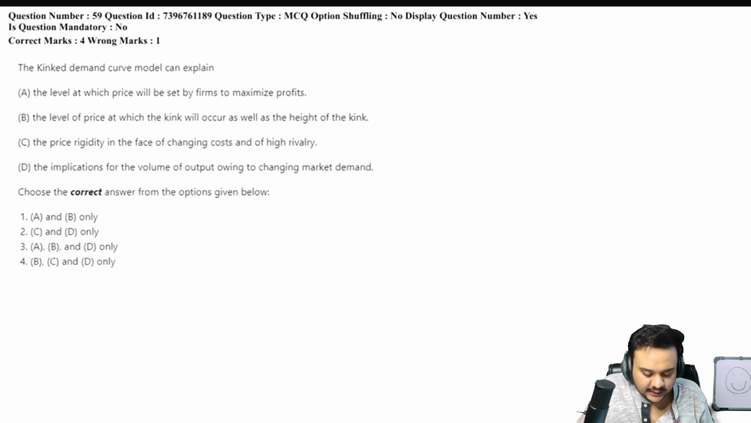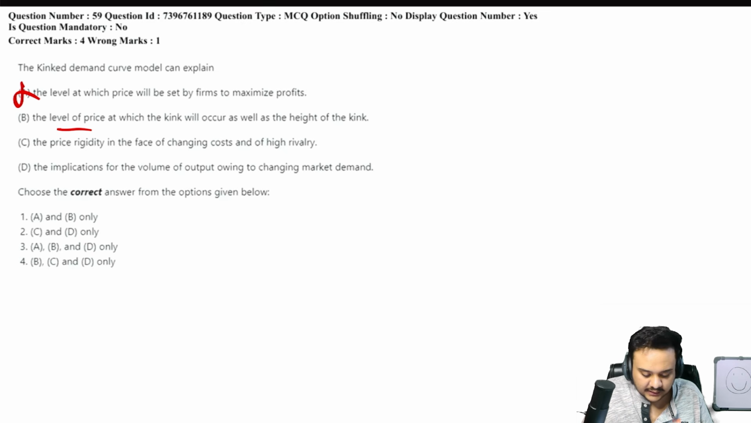Then look at 59th, the kinked demand curve. Very, very, very important topic. Again, the Sweezy model under the oligopoly, the price rigidity model, that is going to be important. So what can it explain? The level at which price will be set by firms to maximize profits. No, it does not explain the level at which price will be set. It will take the price as given, and from that, based on the elasticity of demand or the type of good, you can tell what will happen between the firms. Okay, you can judge the behavior of the firms.